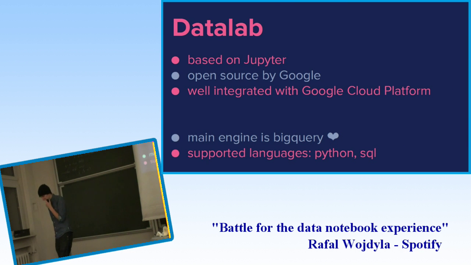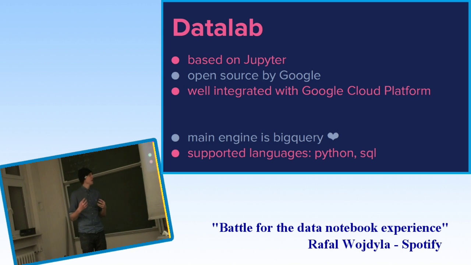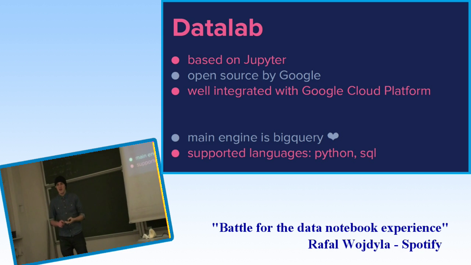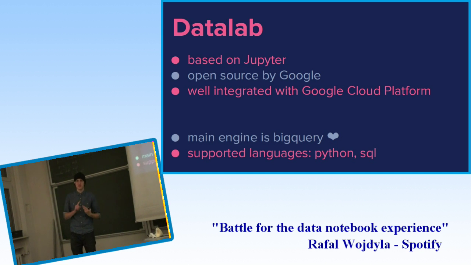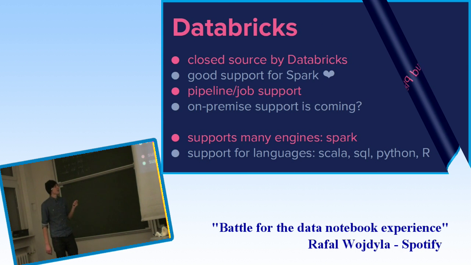Datalab is basically a Jupyter fork supported by Google. If you take Jupyter and integrate it really well with the Google cloud platform, you're going to get Datalab. It's still open source, which is nice. The main engine for them is BigQuery, which is very nifty because BigQuery is pretty stable. They give you support for it, and it returns results really, really fast. It's much faster than Spark and anything else you're going to get. So it's useful for that. If you already use Google Cloud, you probably want to do Datalab. Supported languages are Python and SQL. They're thinking about Scala, but we'll see.